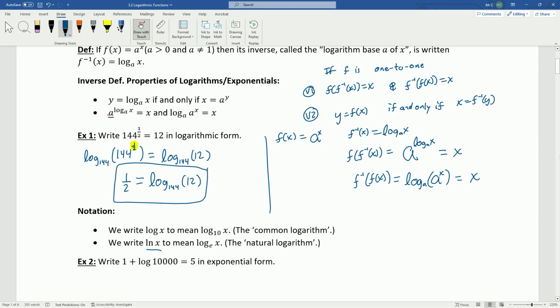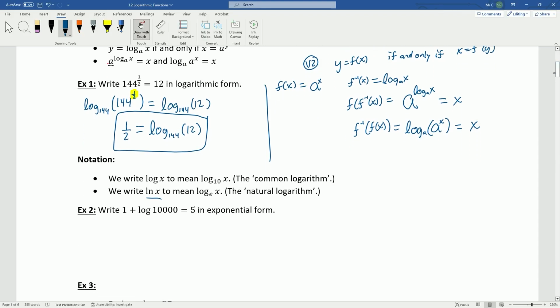Okay, so now we've got: write 1 plus log of 10,000 equals 5 in exponential form. Well, in order to do this, first what I need to do is compact this form down. So I move the 1 across and I get log of 10,000 equals 4. Now remember, this is base 10. Even if we're not writing it, it's base 10.